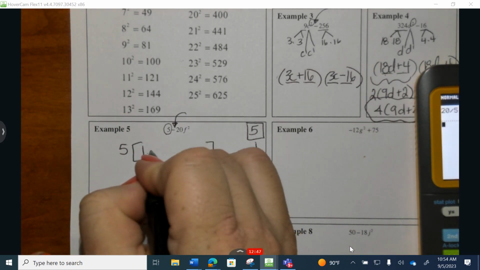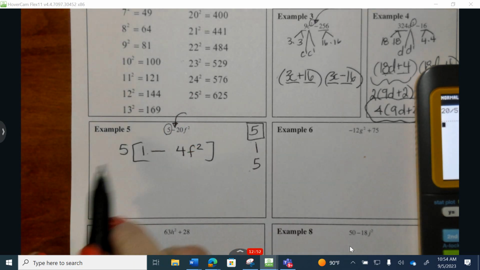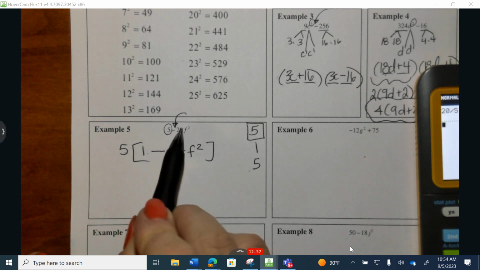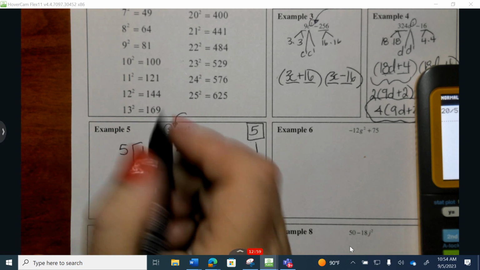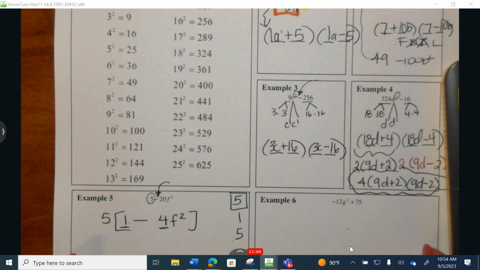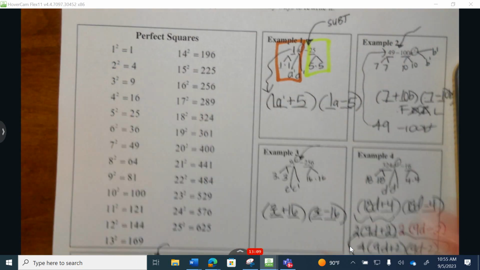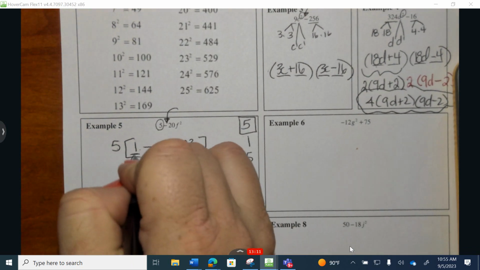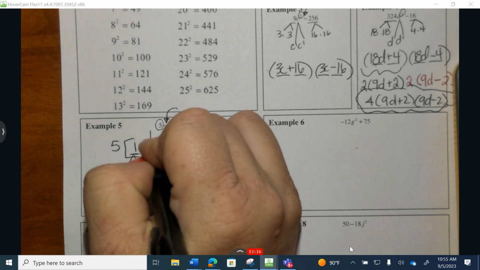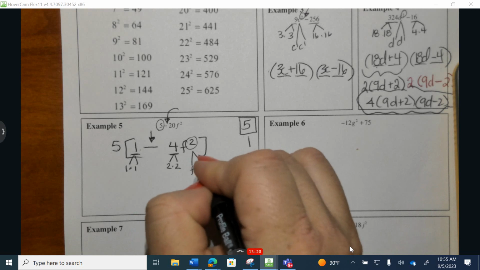5 times 1 is 5. 5 times 4 is 20. 5 times 1 is 5. 5 times 4 is 20. I brought down the subtraction sign and the f squared. Now I'm going to go back and look at these two numbers. Can I find 1 and 4 above as perfect squares? 1 is equivalent to 1 times 1. 4 is equivalent to 2 times 2. I have subtraction, so I can keep going. And when I divide that exponent, I get f to the first and f to the first.